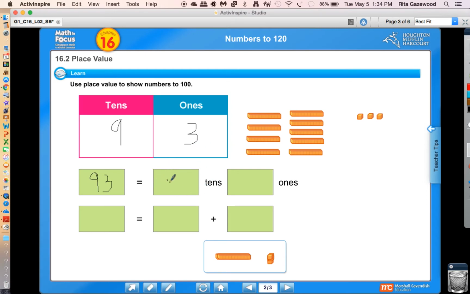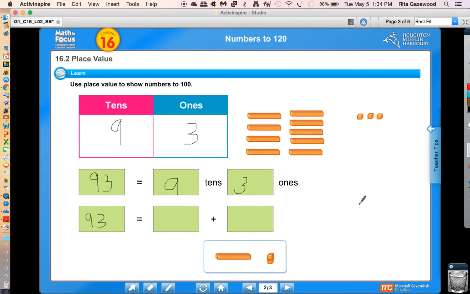So what number will go here? I want you to predict. We'll do it together. Okay, let's count them. 1, 2, 3, 4, 5, 6, 7, 8, 9. Is that what you predicted? Good. And how many ones? 1, 2, 3. Is that what you predicted? Good. So how would we write 93 equals plus? What number will go here and what number will go here?